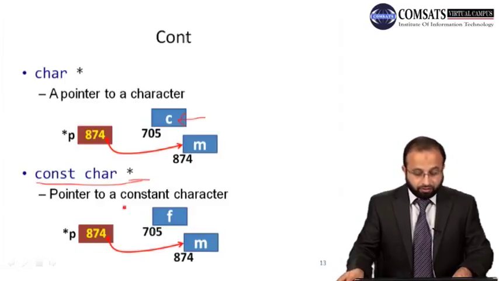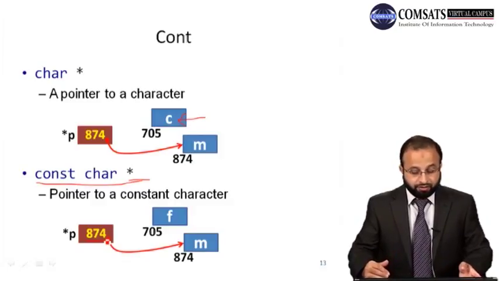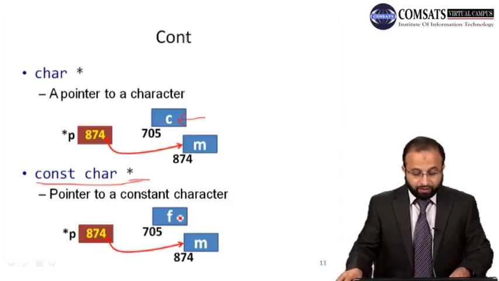Pointer is variable. So the value of pointer, that is now 874, before it is 705. So the value of pointer is basically the memory address. So before it is 705 and now it is 874. So that value can be changed because the pointer is not a constant, right? But we cannot change the value of this memory location or this memory location, right?